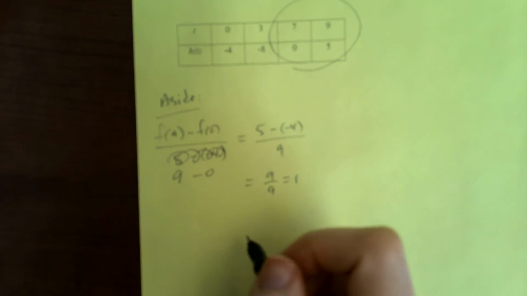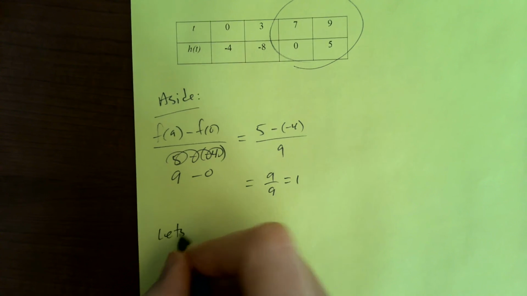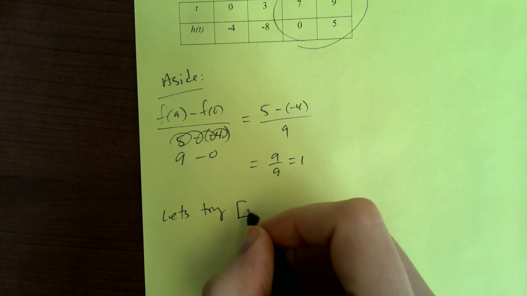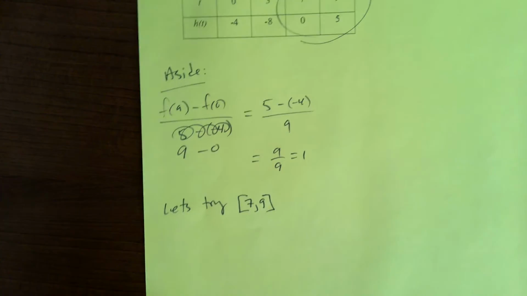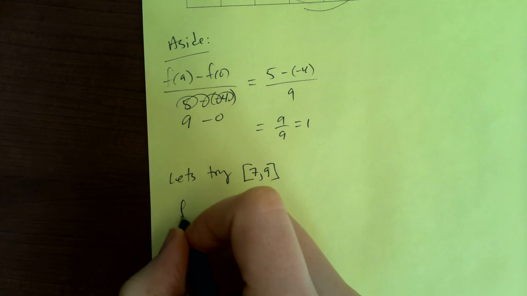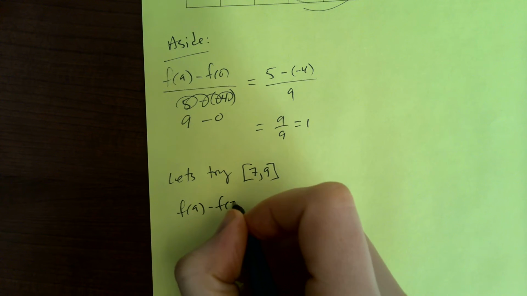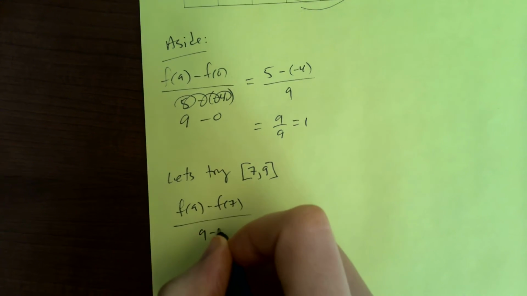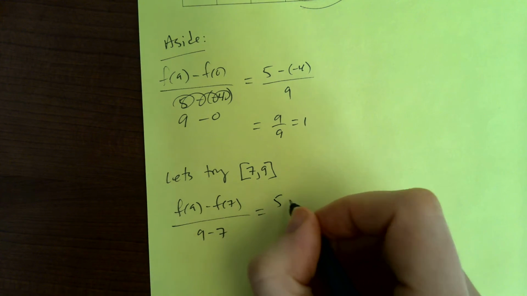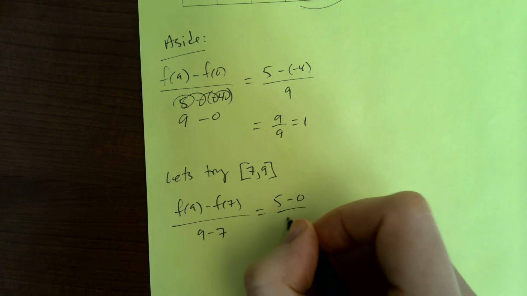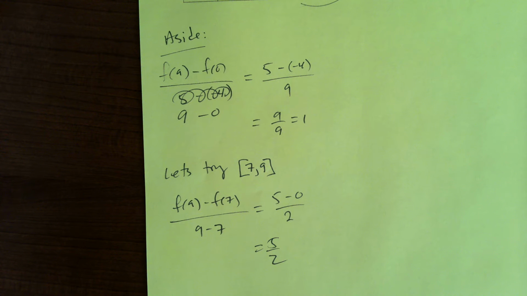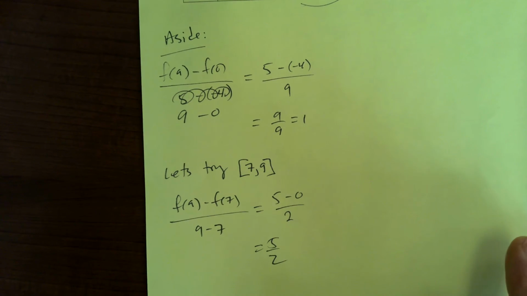All right, so let's try the interval 7 to 9. Let me do the average rate of change on 7 to 9. So f of 9 minus f of 7 over 9 minus 7. f of 9 is 5, f of 7 is 0, over 2. Okay, so that's the subinterval that we're going to use.